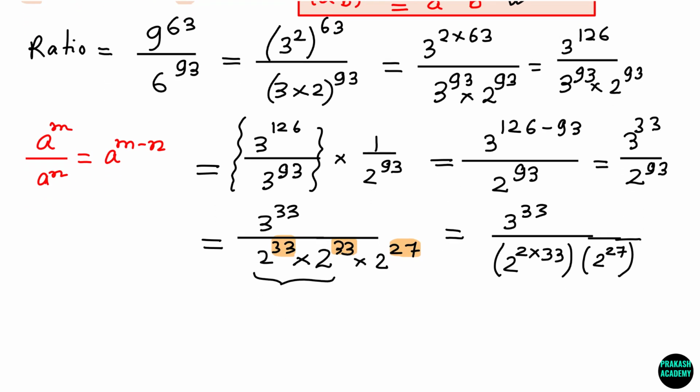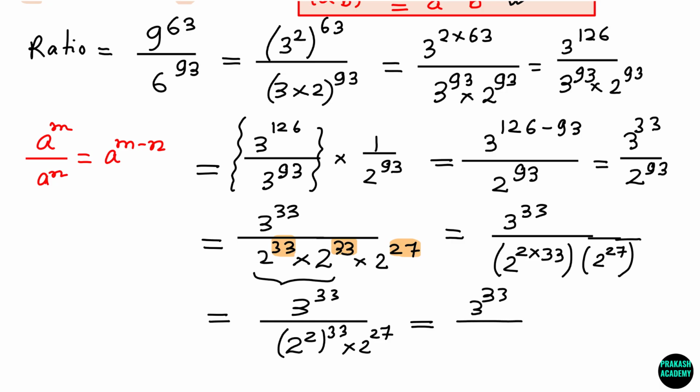So now, if I use the rules of power, 3 raised to the power 33 divided by 2 raised to the power 2 raised to the power 33 multiplied by 2 raised to the power 27. So I am using rules of power. 2 raised to the power 2 is 4. So this is 3 raised to the power 33 divided by 4 raised to the power 33 into 1 by 2 raised to the power 27. Now further I can write (3 by 4) raised to the power 33 multiplied by 1 by 2 raised to the power 27.